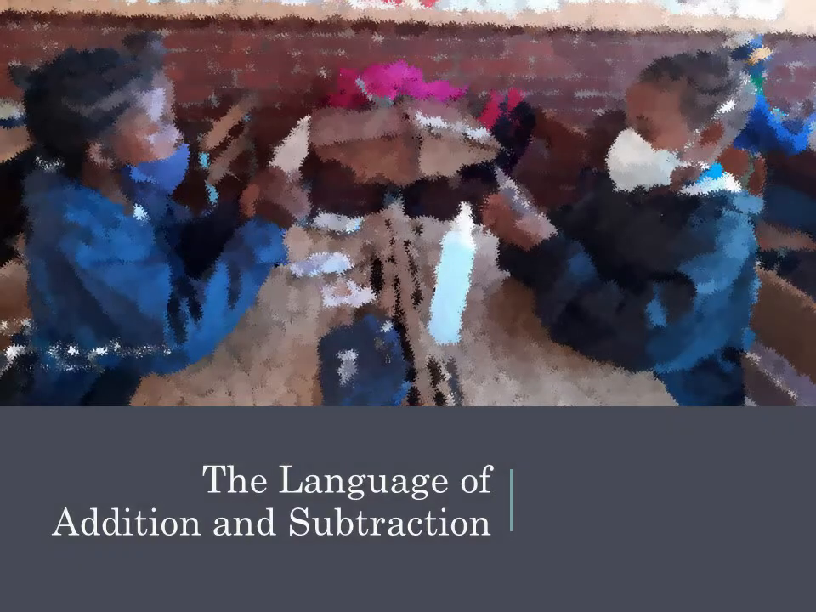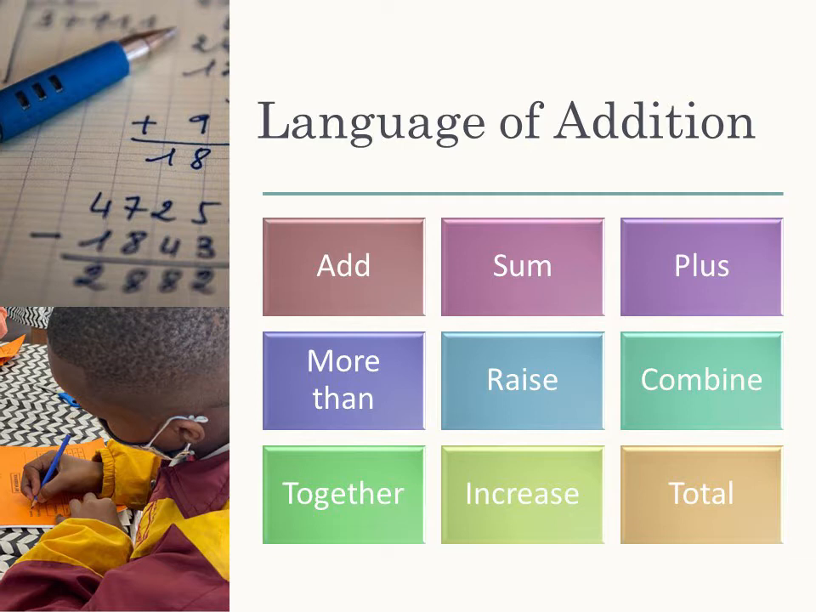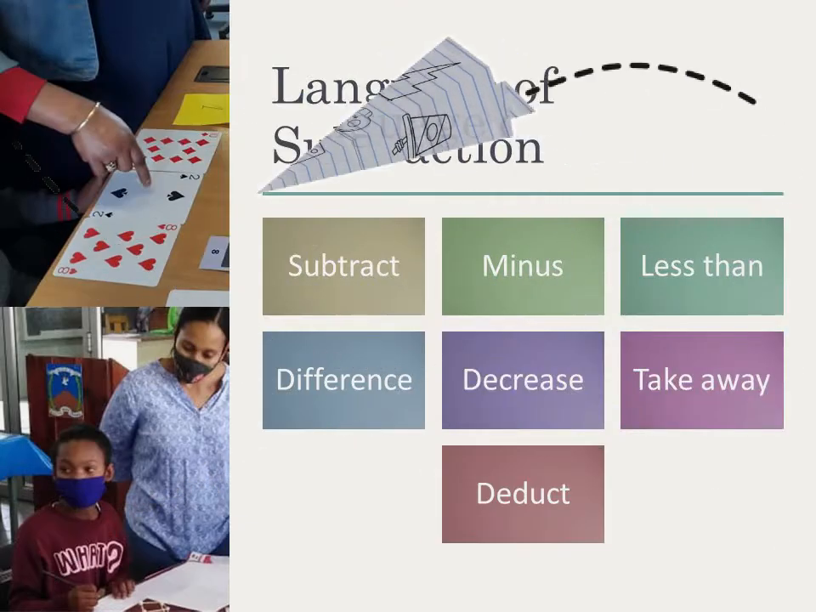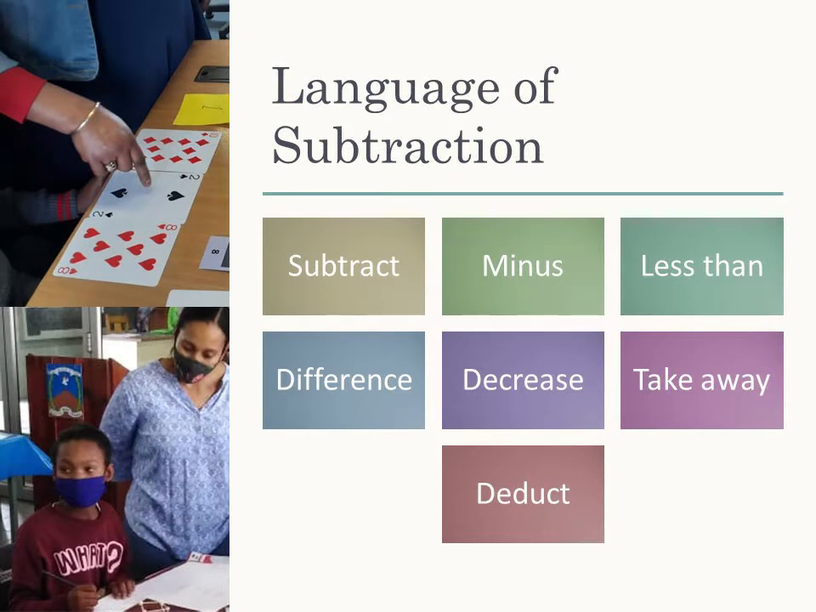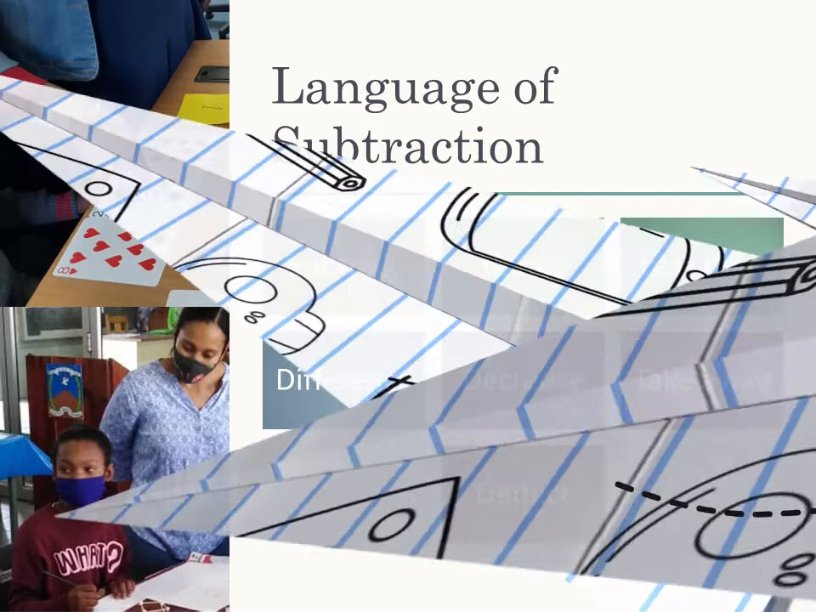We also need to constantly remind our learners of the language of addition and subtraction. Learners need to know that people use different words for these operations. They can be asked to do addition when people say the words add, sum, plus, more than, raise, combine, together, increase and total. And they can be asked to do subtraction when these words are used: subtract, minus, less than, difference, decrease, take away and deduct.